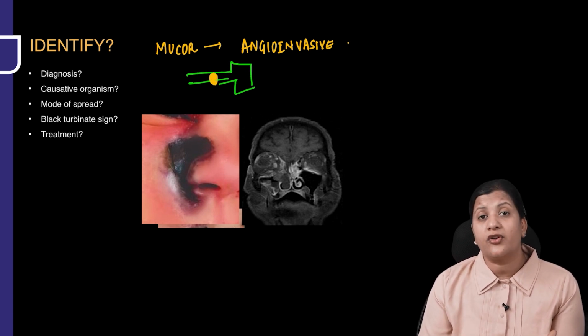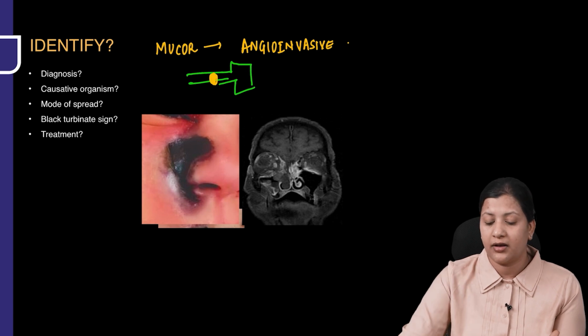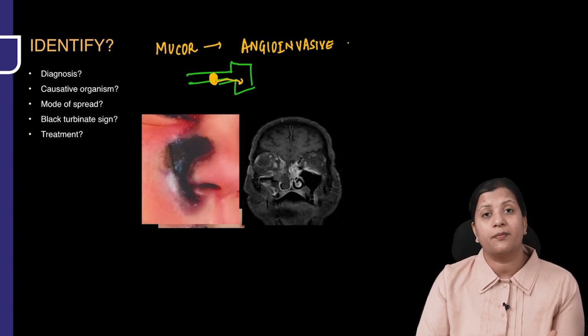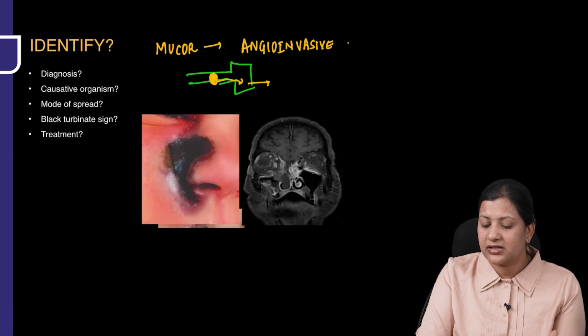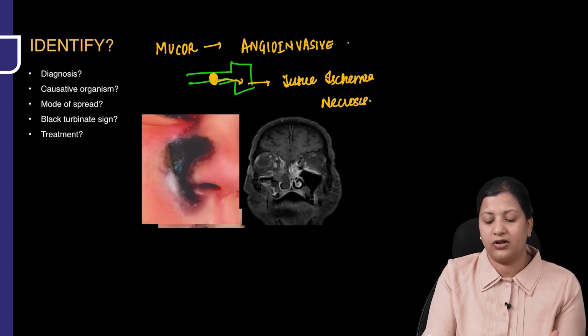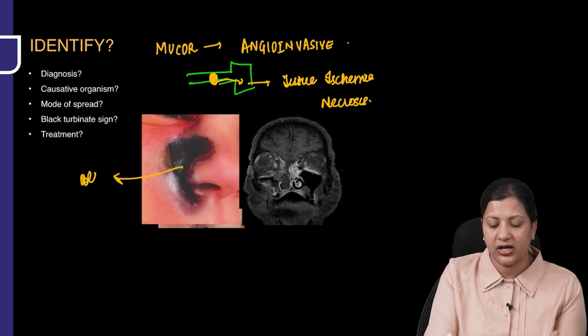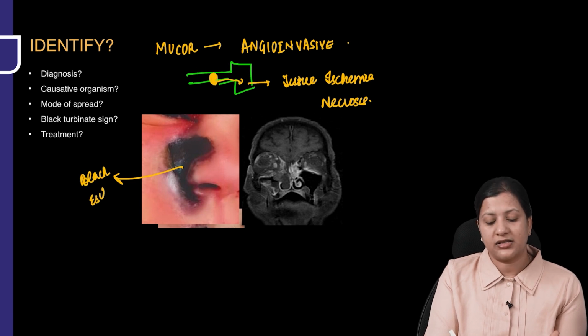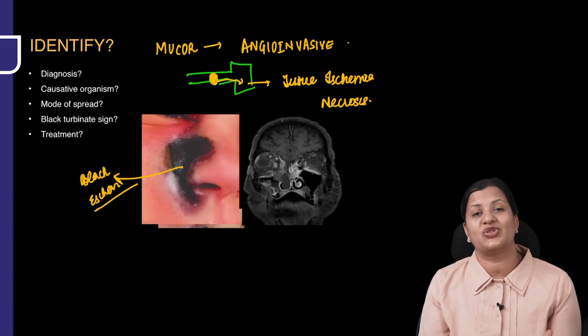And when it obstructs the blood vessel, what will happen? Will the tissue get blood supply? No. Will this result in tissue ischemia? Yes. When there is tissue ischemia, will there be necrosis? Yes. And when there is necrosis, will you get a black discharge? Yes. So this is how you get a black discharge in a patient with mucormycosis.